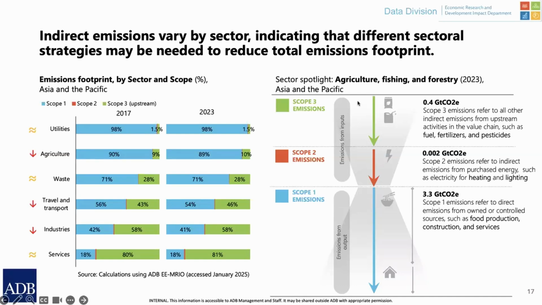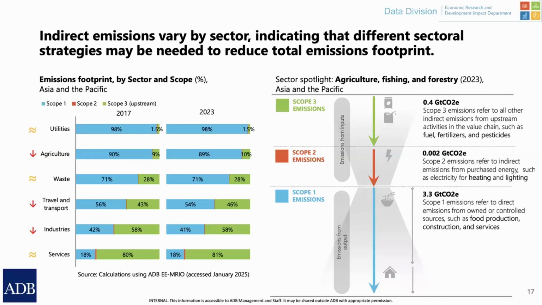And then, for example, if we look at the agricultural sector in Asia and the Pacific in 2023, we see that 90% of the total emissions footprint was attributable to direct emissions from owned and controlled sources, such as food production, construction, and services needed to produce agricultural goods. Around 1% was from indirect Scope 2 emissions from purchased energy, such as electricity for heating and lighting. And lastly, 9% were Scope 3 emissions from upstream activities in the value chain, typically undertaken by third-party entities, such as emissions from fuel, fertilizers, and product transportation.